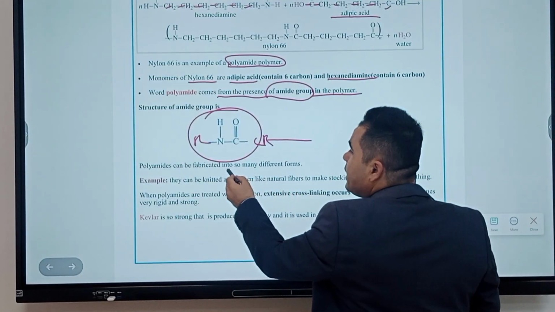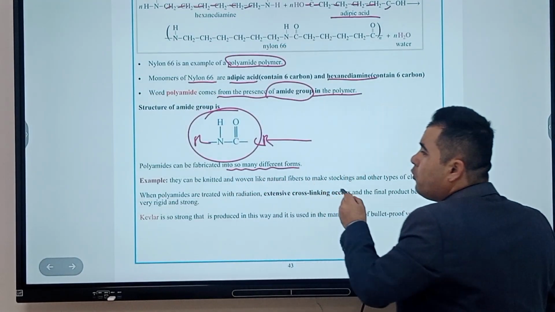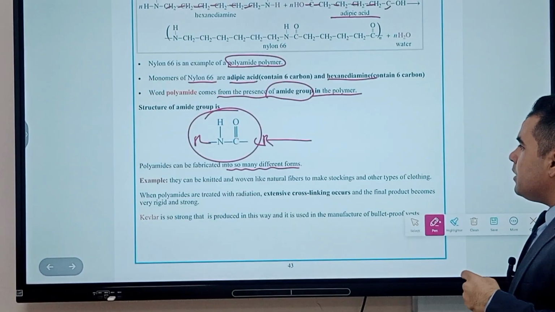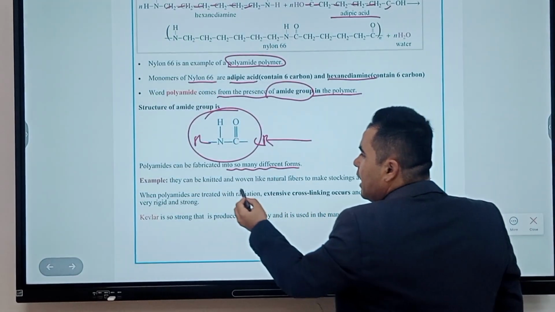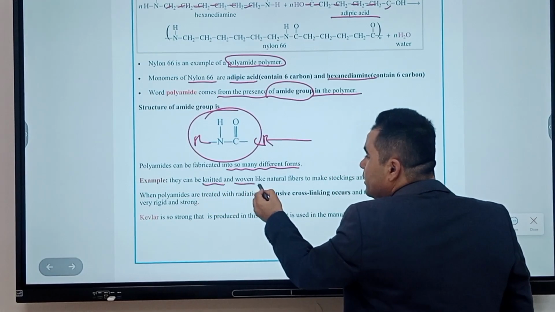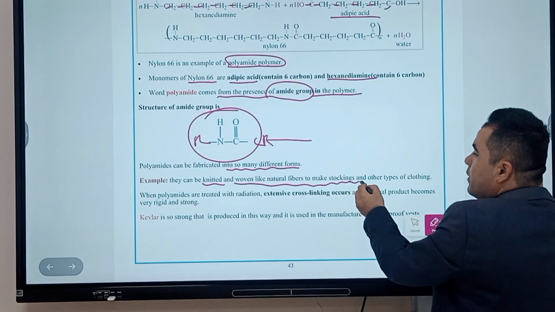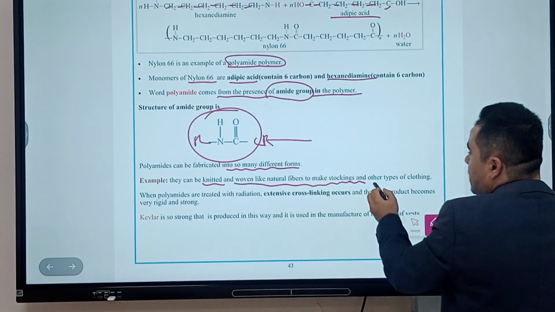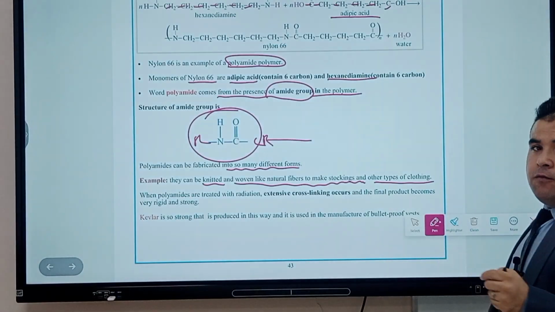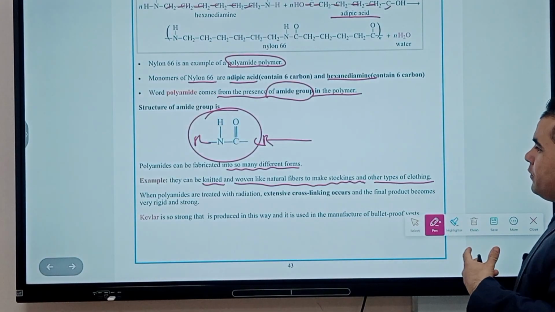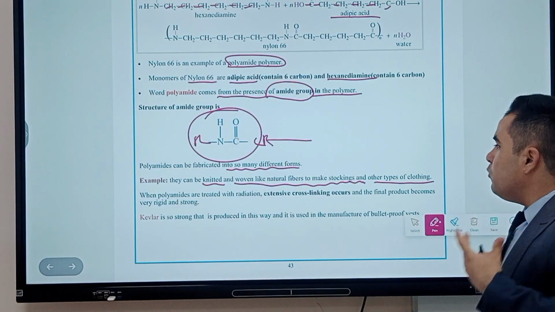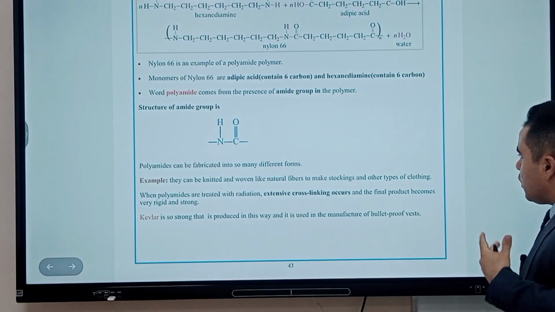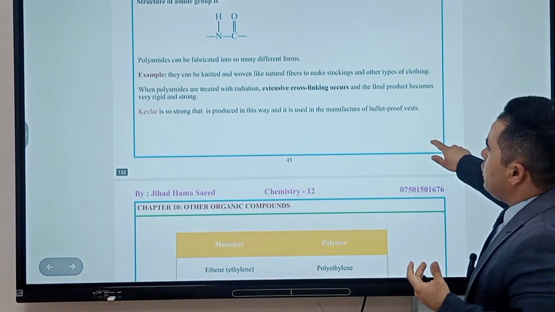Polyamides can be fabricated into many different forms for different applications. For example, they can be knitted and woven like natural fibers to make stockings and other types of clothing. For the production of clothes, like woven clothes, knitting equipment can be used.